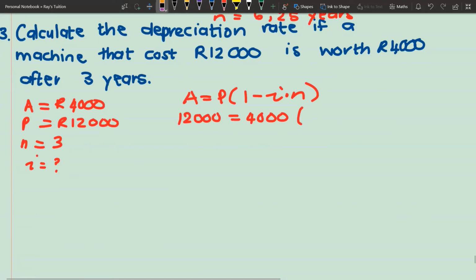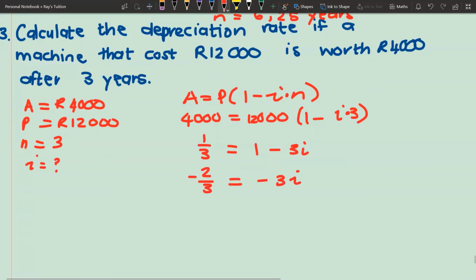So 4,000 is equal to 12,000, the other way around, sorry. I get so used to writing the bigger side on one side. 12,000 times (1 minus I times 3). So then dividing both sides by 12,000, we get that a third is equal to 1 minus 3i. Then we can subtract 1 on both sides. So we have minus 2/3 is equal to minus 3i. So then what we can do is divide both sides by minus 3.